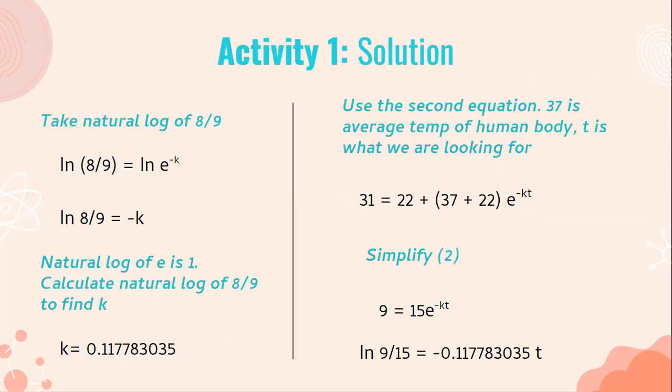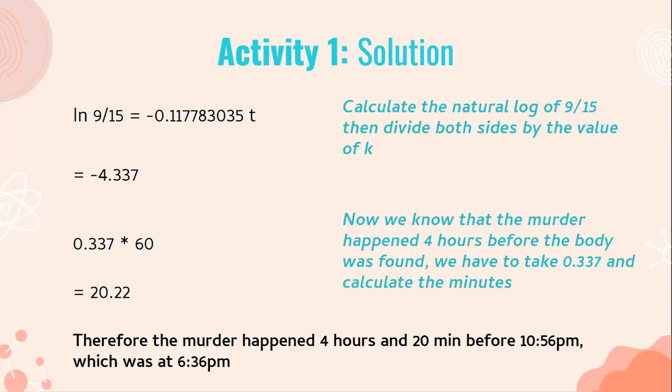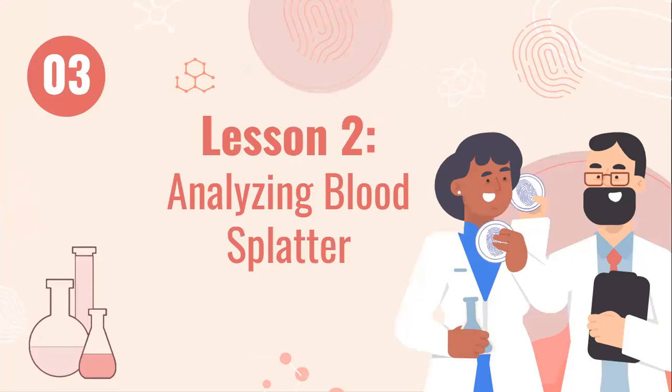And so you can see with the blue text, she is breaking down the solutions that she researched into words and steps. Therefore, with all these different steps, the murder happened 4 hours and 20 minutes before 10:56 p.m., which was at 6:36 p.m. So they need to find a suspect that does not have an alibi and can be pinned to that particular location, the particular crime scene at that time, or approximately around that time.